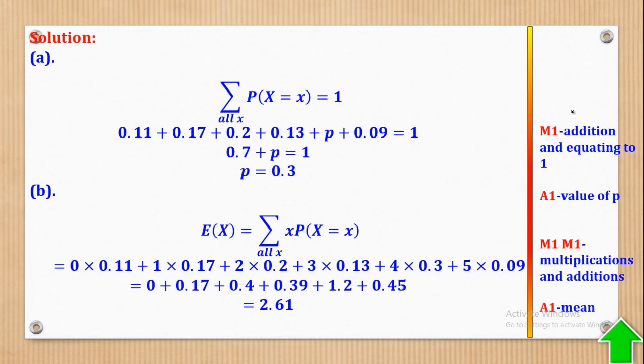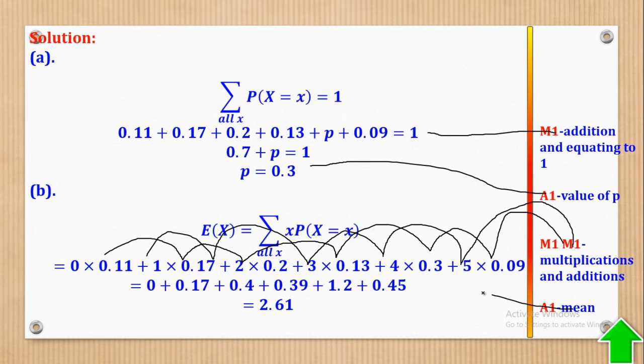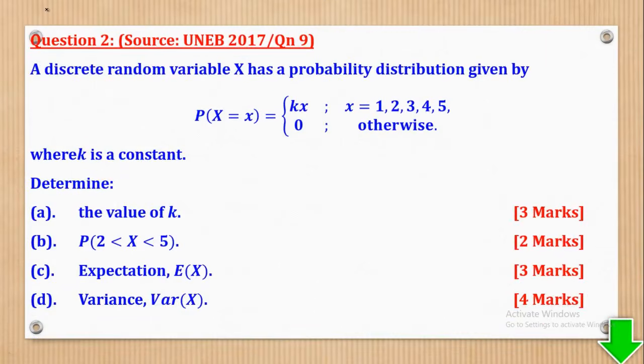Now let's see how much can be awarded. M1 for this addition and equating to 1, and A1 for the value of p. M1 for all these multiplications, multiplying x with their corresponding probabilities, and another M1 for adding all those outcomes. Then A1 for the value of mean. So that was question 1.